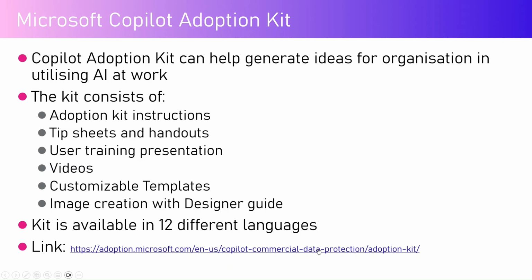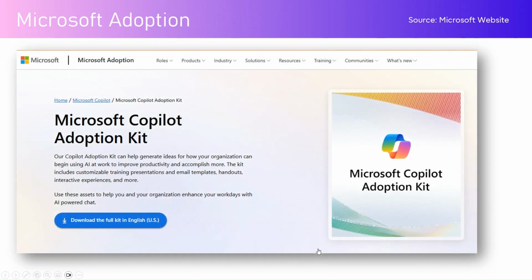Now, there is also an image creation with designer guide, which will help you to understand more use case scenarios of utilizing Microsoft Designer with the help of Copilot. Now, the kit is available in 12 different languages, and this is a URL for you to download the adoption kit. So it is called Microsoft Copilot Adoption Kit, and when you download this particular kit, it will have a zip file, and the zip file will contain multiple office related documents.